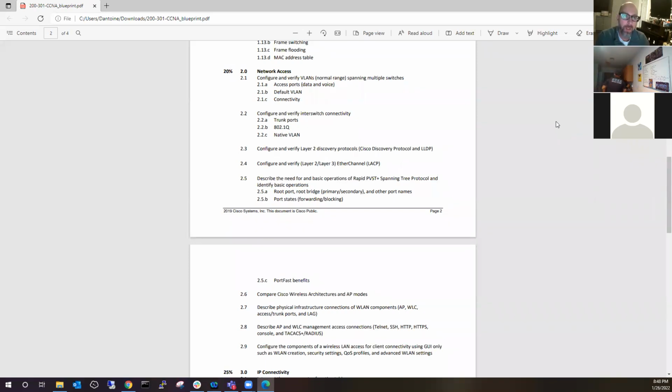Perfect. So EtherChannel, Layer 2, start with the interface. We're going to choose two interfaces or three interfaces or however many interfaces we're going to choose, right?